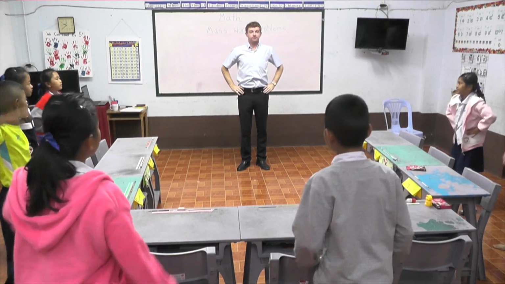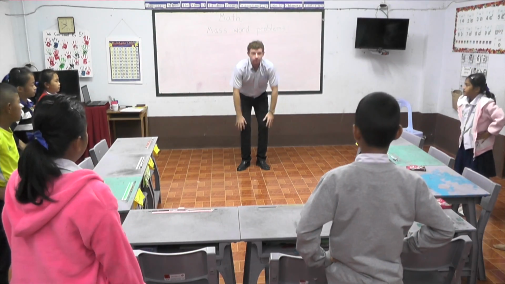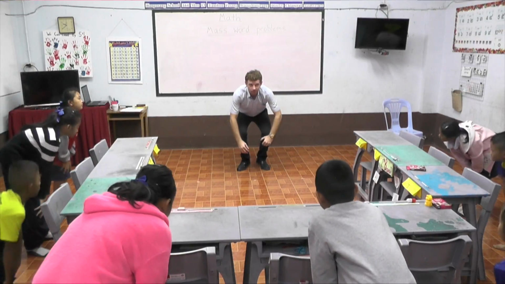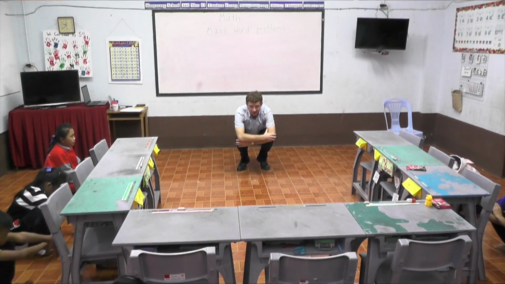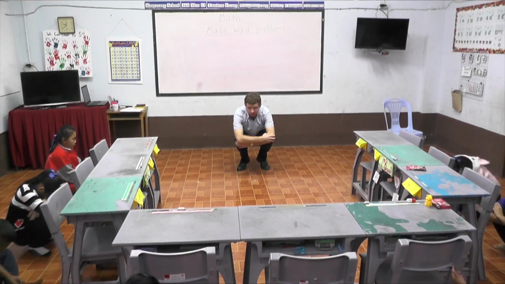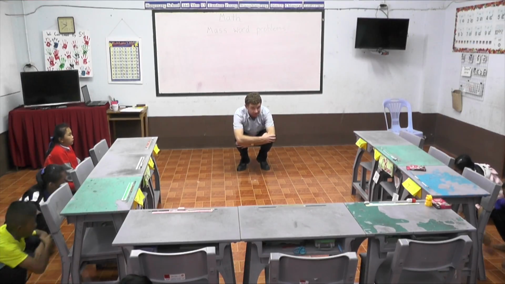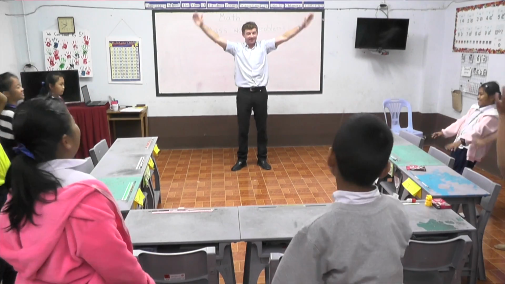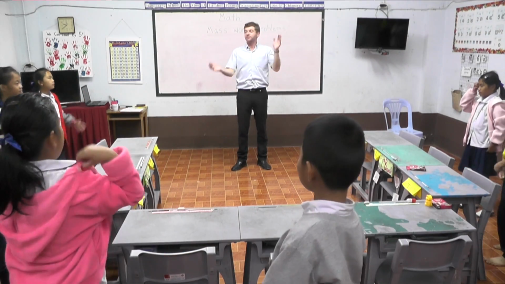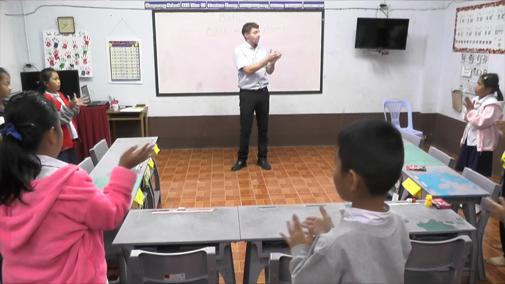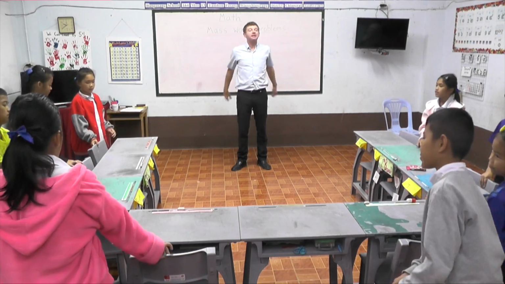Hands on hips. Hands on knees. Down into a little ball. 5, 4, 3, 2, 1, and jump! And to finish, 5 claps. 1, 2. Excellent, guys. Please sit down.